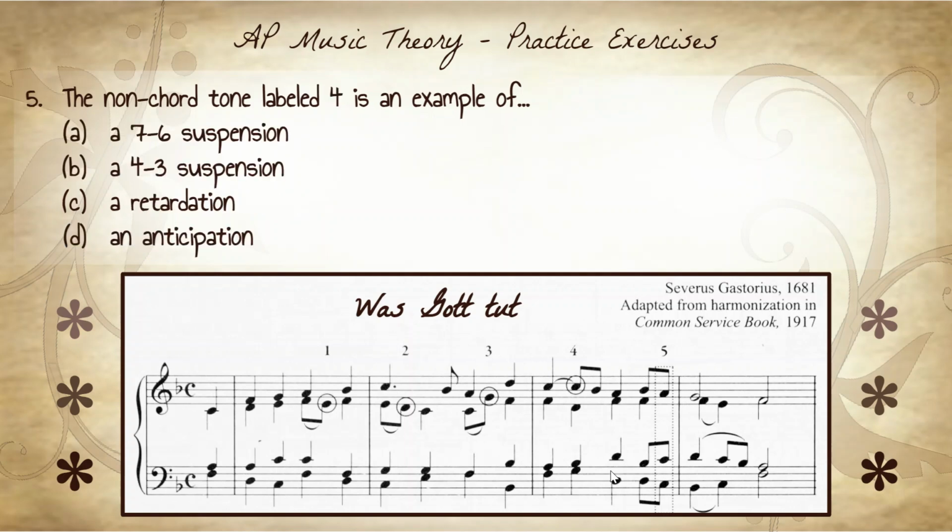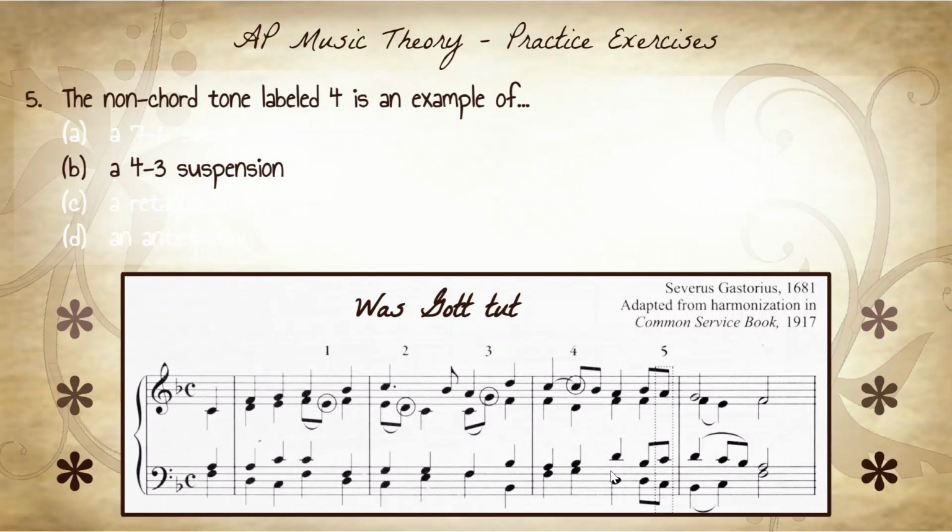Question 5. The non-chord tone labeled 4 is an example of A. A 7-6 suspension, B. A 4-3 suspension, C. A retardation, or D. An anticipation. Correct answer is B. Non-chord tone 4 is a suspension.